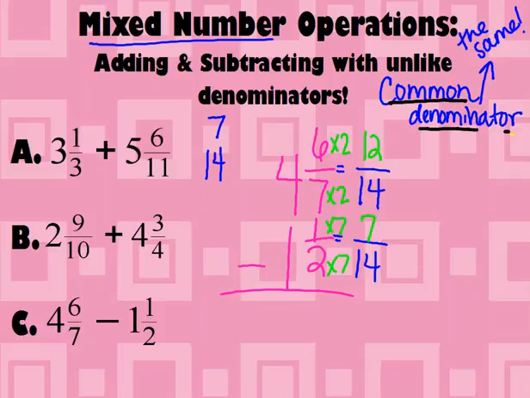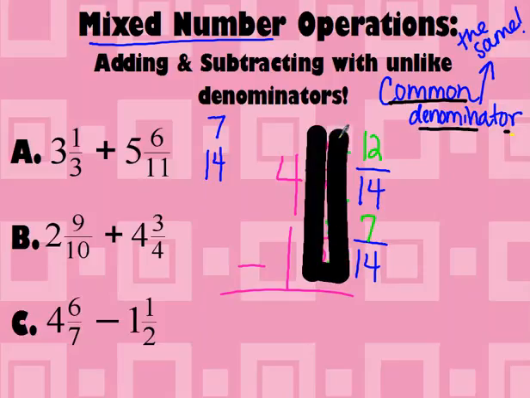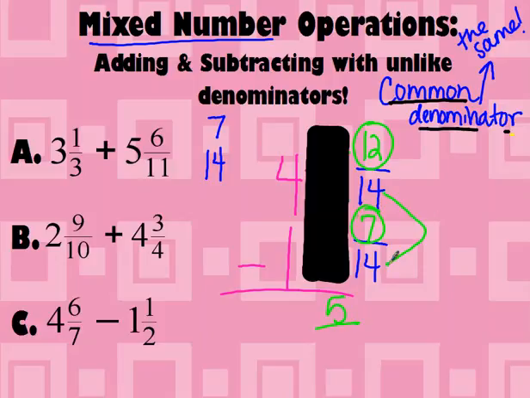Again, at this point, I can cover up all this stuff in the middle. I have a common denominator, so I don't need any of that anymore. The great thing is now all I have to do, since this is a subtraction question, is take 12 minus 7, which is 5. Again, we worked really hard to make our common denominator 14, so it stays 14. We never, ever, ever add or subtract denominators. And then 4 minus 1 is 3.